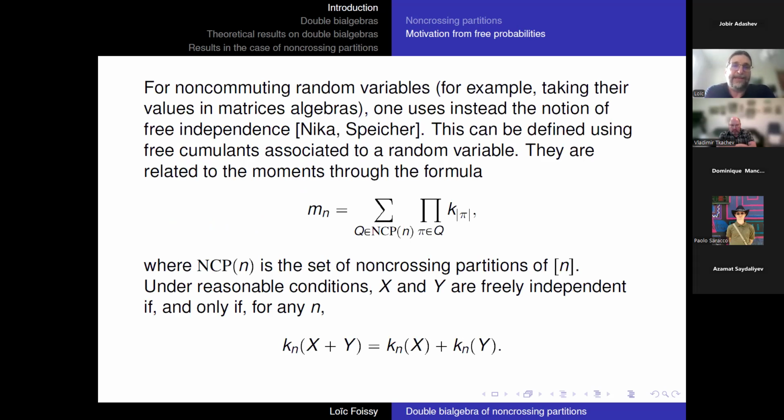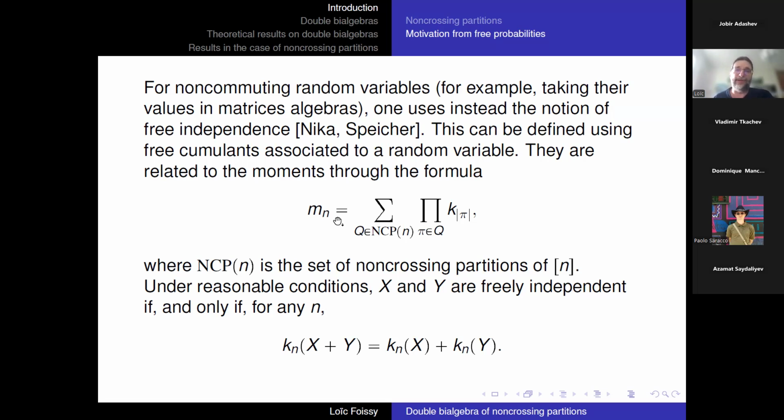It's really more complicated if you take non-commuting random variables. For example, you can think of random variables which take values in matrices, in fact infinite matrices, something very big. And for this object, the classical notion of independence is not the good one. This was shown by Nica and Speicher. And they defined a notion of free probability, which is really more useful for this sort of objects. It turns out that it is really difficult to define with moments, and they introduced something else, which is called the free cumulants, which are associated to random variables.